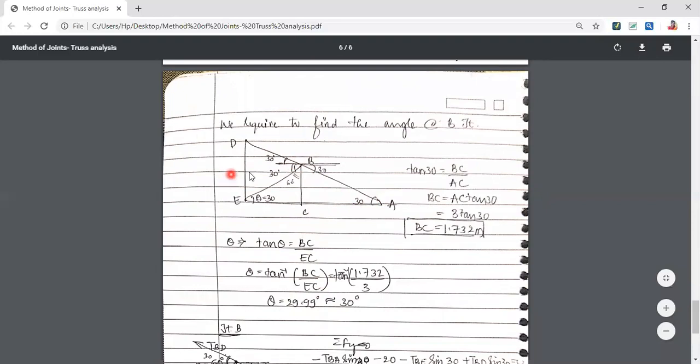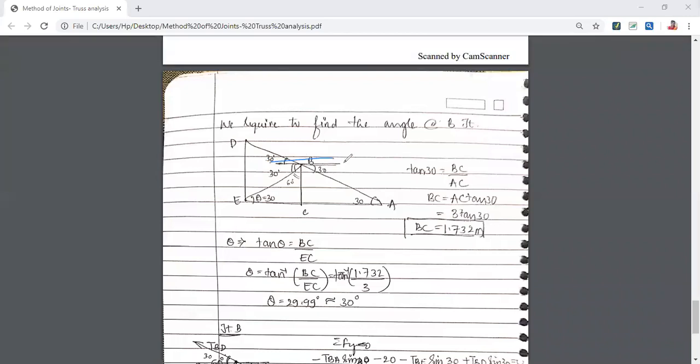Okay, so if this is 30, I draw a horizontal line. So if this is 30, this is going to be 30, correct? Because these two are your alternate angles or corresponding angles. And then I know that this distance is given to us in the question. That is AC, which is 3 meters.